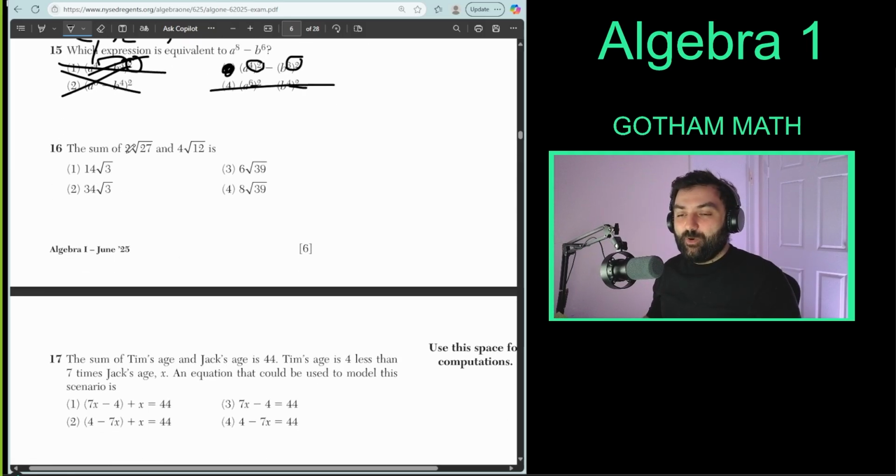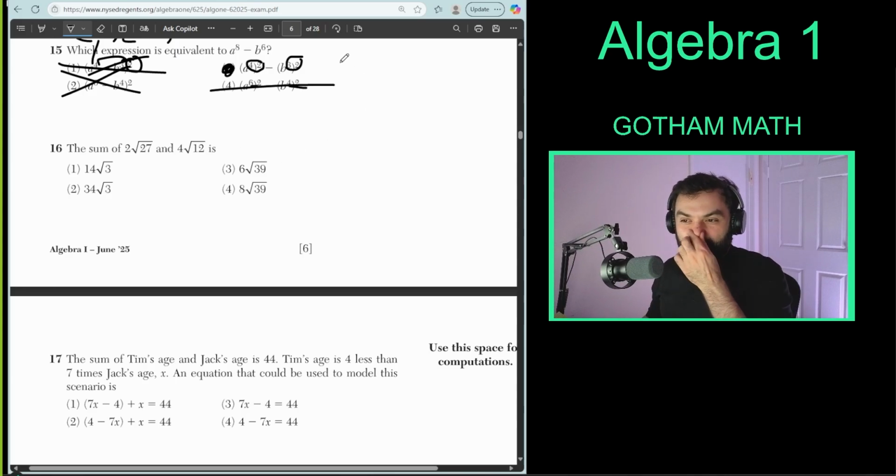16. The sum of 2 square root of 27 and 4 square root of 12 is... Look at this. They used a lot of radicals on those Algebra 1 tests, which is not that bad. We can do it. I'll say what I said about other questions: if you want me to make a video on how to break radicals, comment and I'll make a separate video on that.